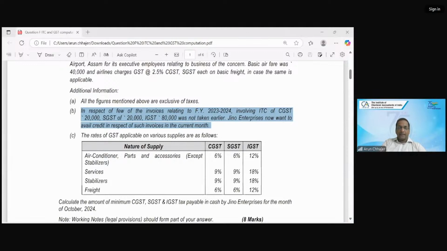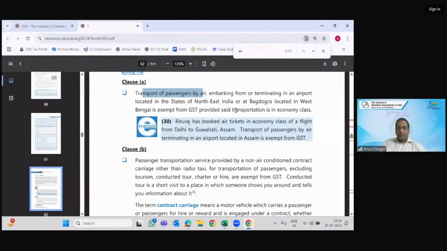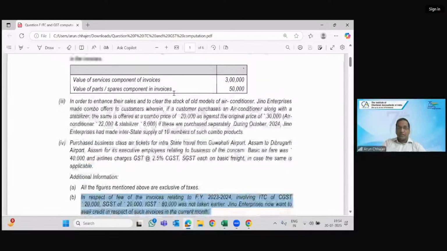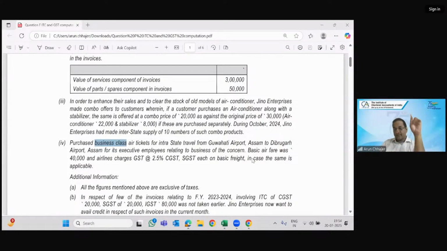So fine. I'll just give the answer to this one question. Transportation of passenger by air embarking from or terminating in the states of Northeast or Bagdogra, West Bengal is exempt from GST, provided said transportation is in which class? In economy class. And our question was talking about which class? Our question was talking about business class. Is that clear?